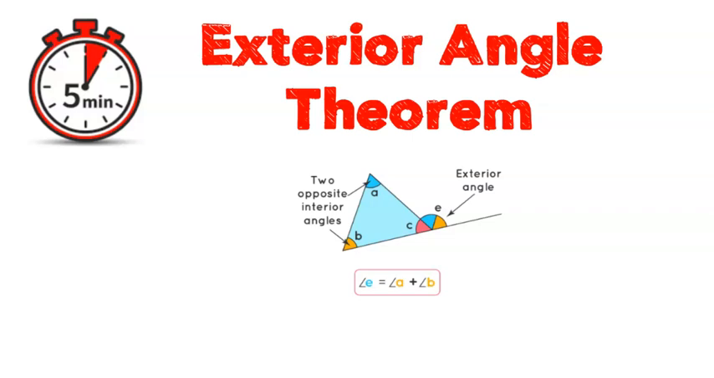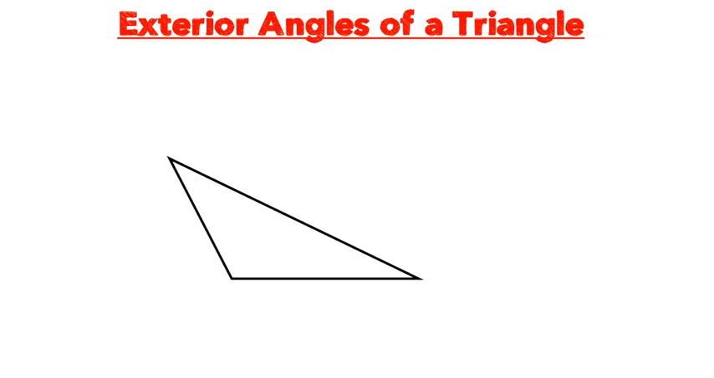Exterior angle theorem in 5 minutes. The exterior angle of a triangle is formed when one side is extended past the triangle. This creates an outside or exterior angle.